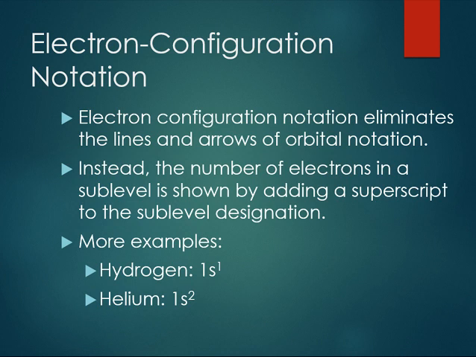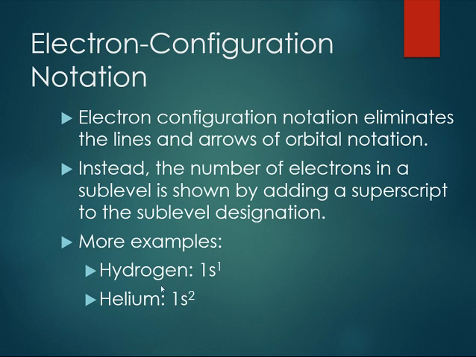Moving on to the electron configuration notation. We just did the orbital notation. This is the electron configuration notation. Electron configuration notation eliminates the lines and arrows of the orbital notation. Instead, the number of electrons in the sublevel is shown by adding a superscript to that sublevel, that letter designation. So instead of arrows, we're just using superscript numbers.